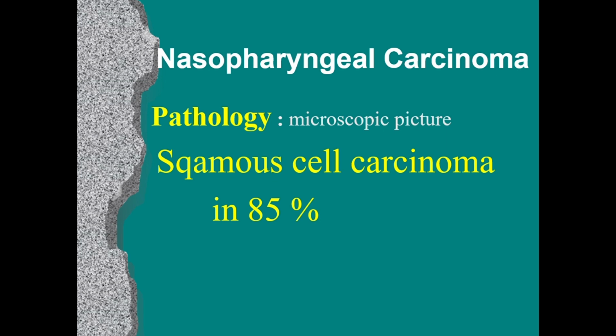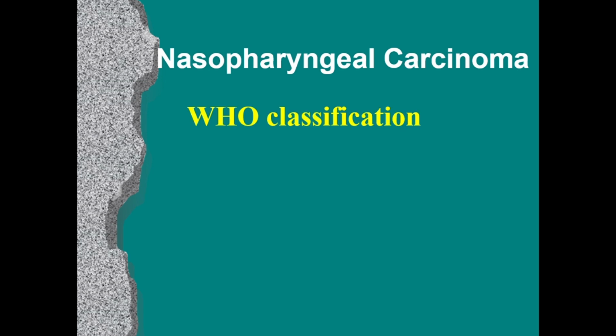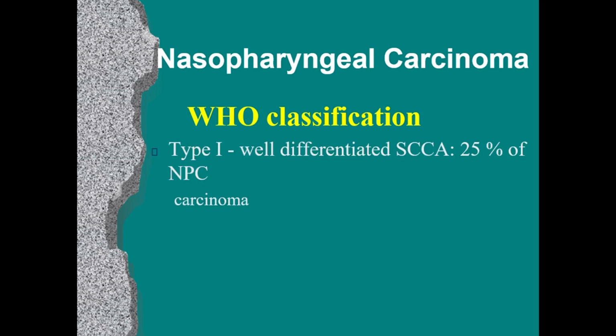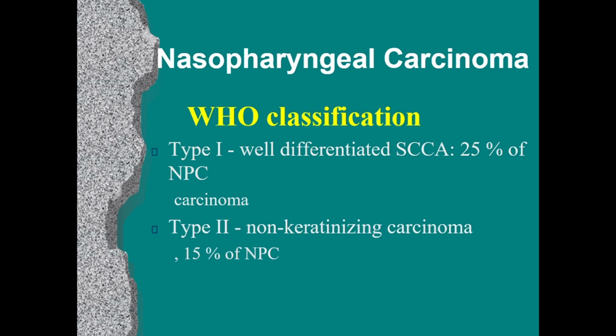This is squamous cell carcinoma in 85% of cases. WHO classification for nasopharyngeal carcinoma, squamous cell carcinoma, according to the degree of differentiation. Type 1 is a well-differentiated tumor, and this represents 25% of nasopharyngeal carcinoma. Type 2 is a non-keratinizing carcinoma, and this represents 15% of nasopharyngeal carcinoma. And type 3, which is the undifferentiated carcinoma.